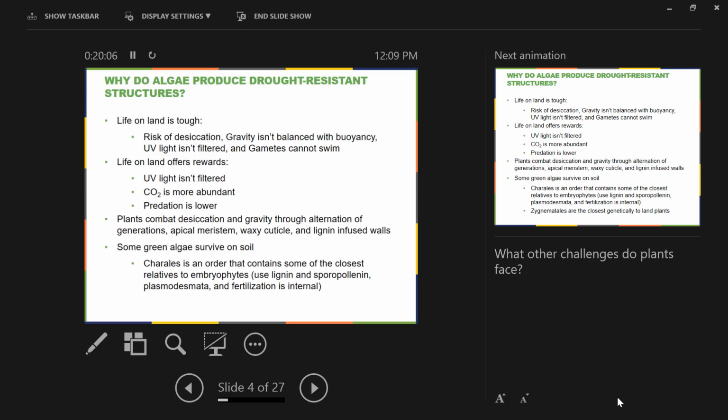So we've got one group of green algae known as Corylus.